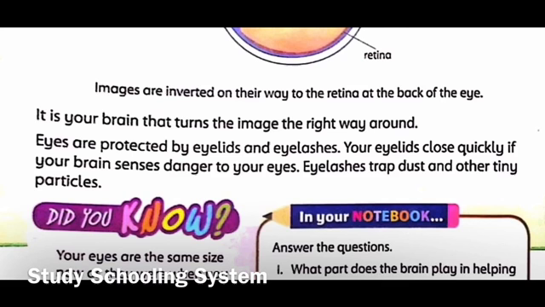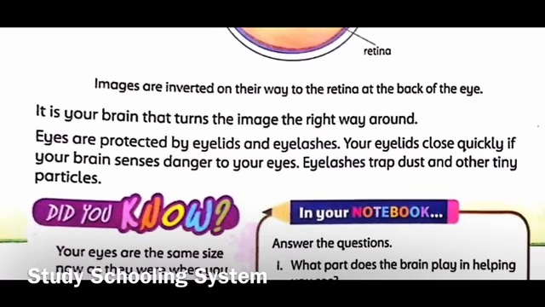So we all know that it's not just our eye. Around it are eyelids and eyelashes. The eyelid is on top of our eye, which helps us blink, and eyelashes are the hair that protect our eye. So let's read what exactly their functions are.